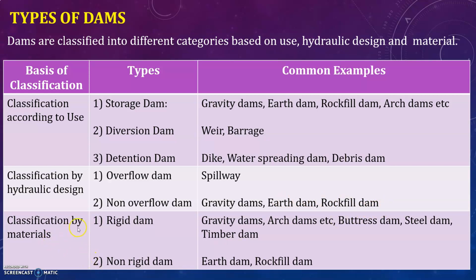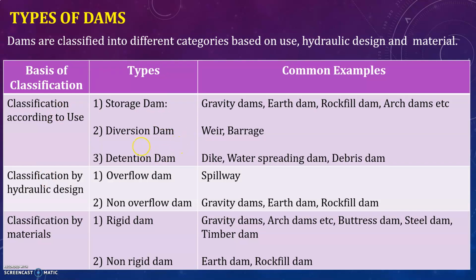The third one is the classification by materials. There are two types, rigid dam and non-rigid dam. Rigid dams, for example, gravity dams, arch dams, buttress dam, steel dam, timber dam, etc. And non-rigid dams, earth dam and rockfill dam. So this is about the types of the dam in brief. Now let us see one by one in detail.